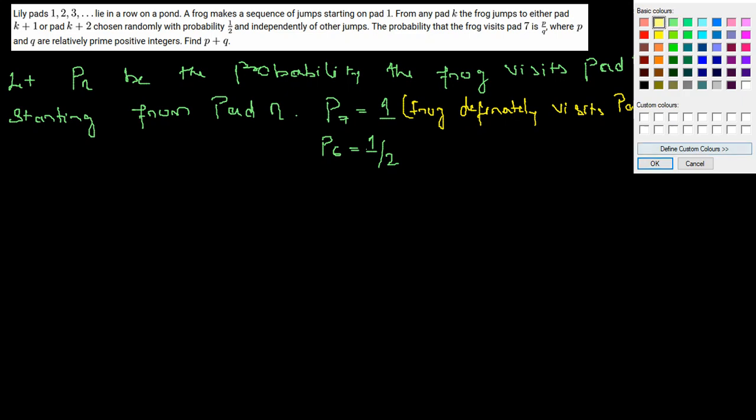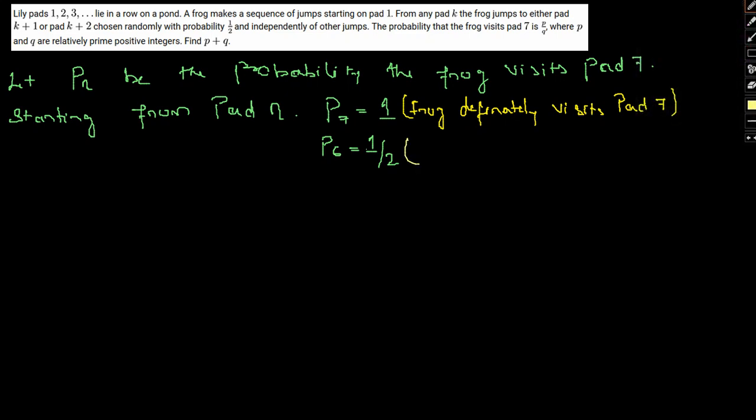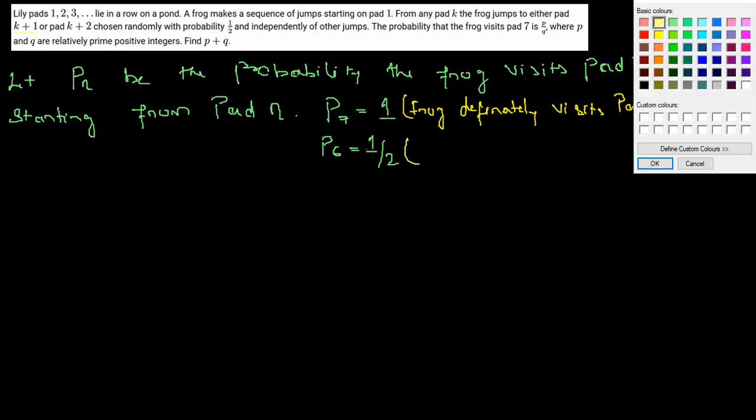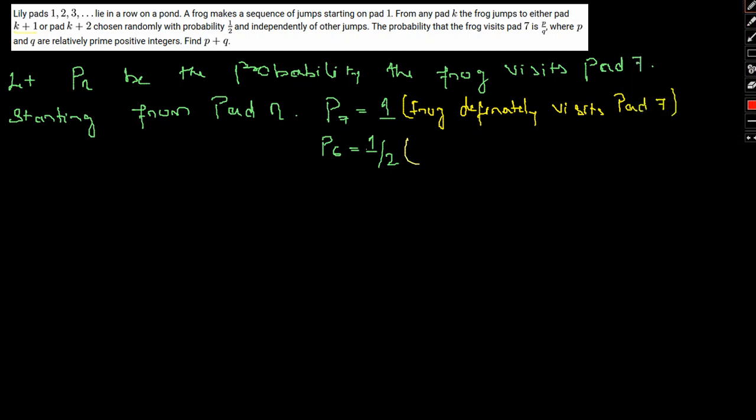Why? Because the frog can either move k plus 1 or k plus 2 pads. So therefore the frog may or may not visit pad 6. So there are only two possible probabilities of the same.